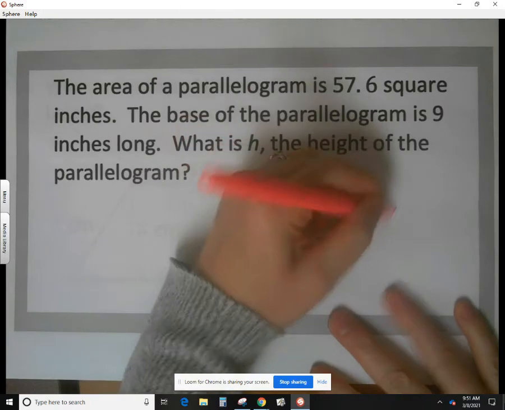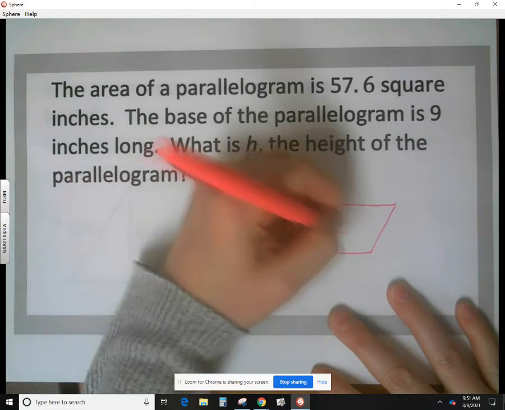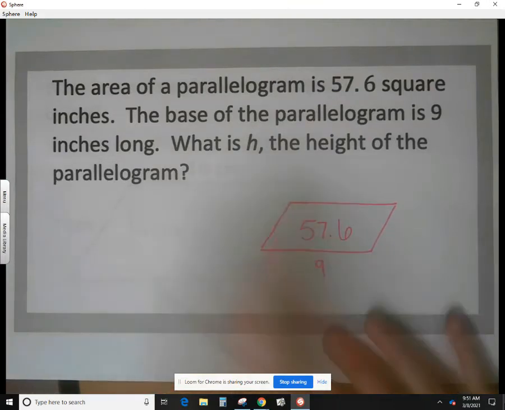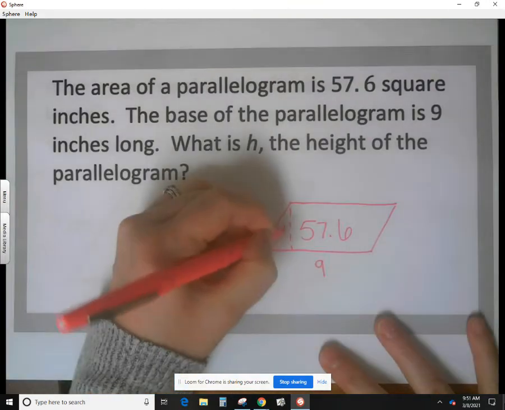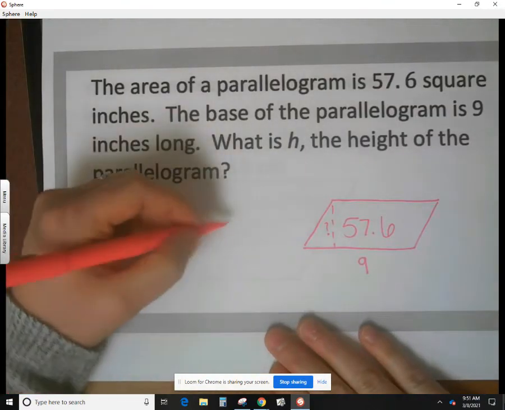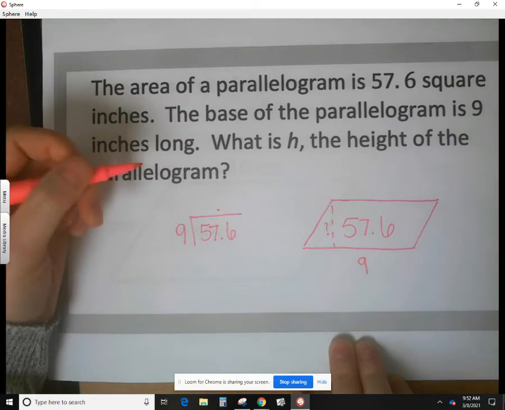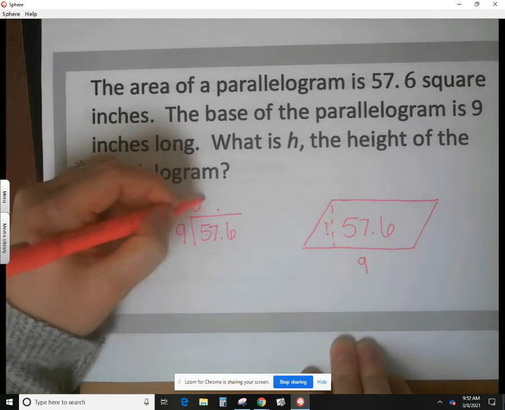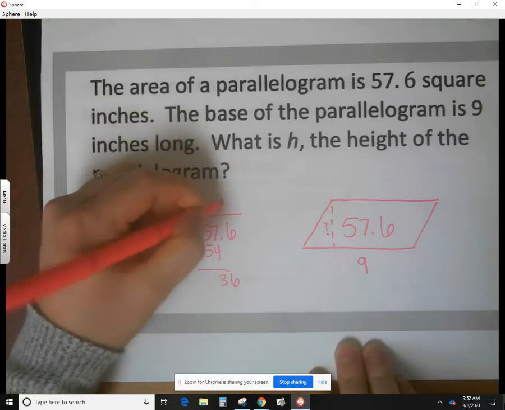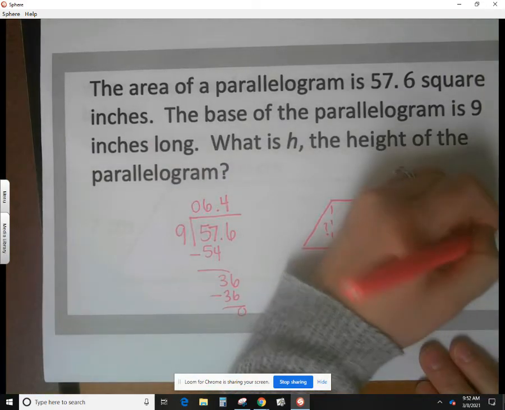Okay, so this is talking about an area of a parallelogram, and so it's saying the whole area is 57.6, and it says the base is 9 inches. We want to know the height, so we don't know this height right here. And so when we know the area, but we're looking for one of the other measurements, we have to divide. So 57.6 divided by 9. That doesn't go in. This goes in 6 times, which is 54. And then 9 goes into 36 4 times. So the answer is 6.4 inches.